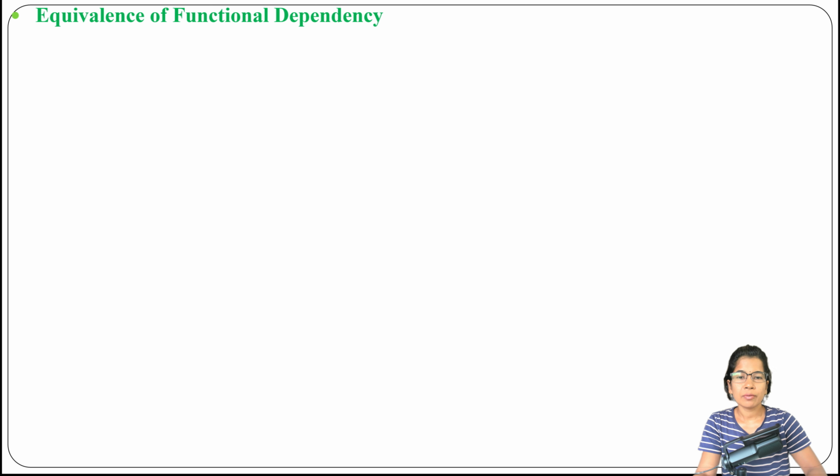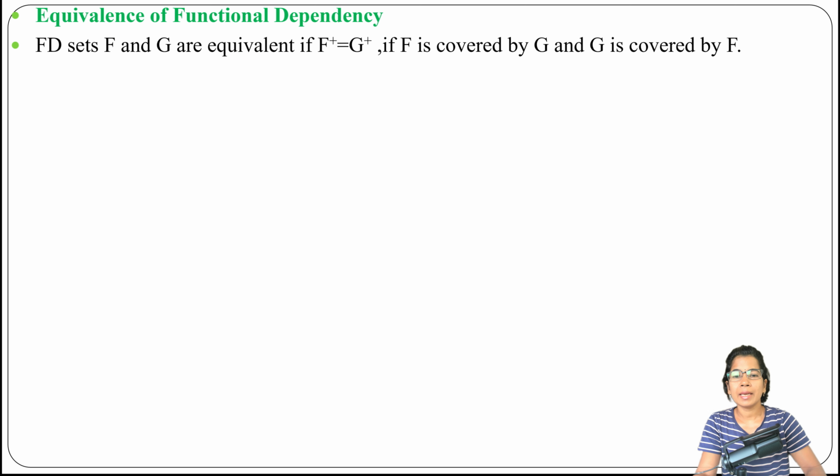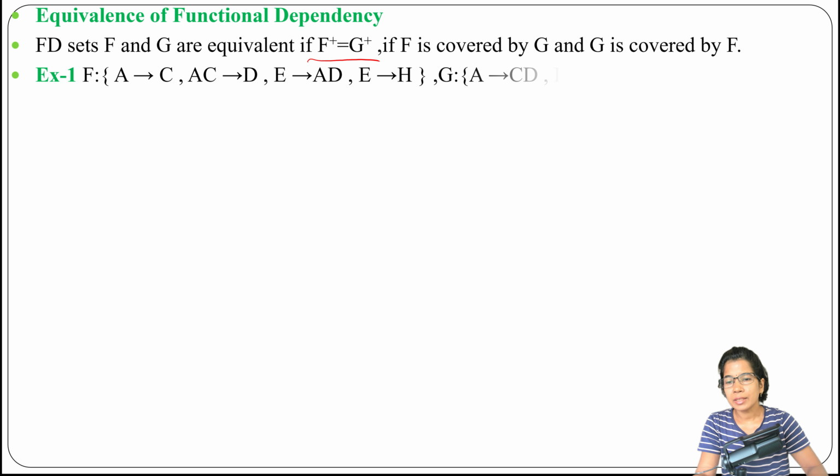If two sets of functional dependencies are given and one set of functional dependencies we can find from the other, then we can say this is an equivalence of functional dependencies. So in functional dependency, let F and G be equivalent if F positive closure and G positive closure match, that is, F we can find from G and G we can find from F. Let's see one example. We have two functional dependency sets, F and G.